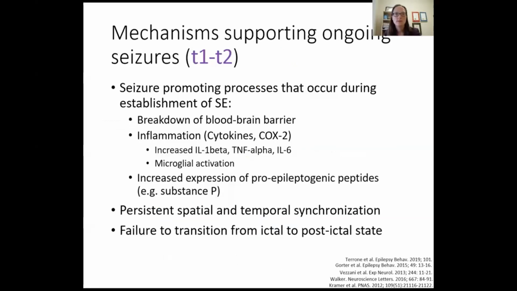During the time between 5 minutes and 30 minutes, or T1 and T2, we also have mechanisms that support ongoing seizures. These include breakdown of the blood-brain barrier that allows albumin to leak into the spaces where it is not usually contained. There's inflammation, including cytokine and COX-2 or prostaglandin pathways. You have increased interleukins, specifically interleukin-1, interleukin-6, and TNF-alpha, as well as microglial activation. There can be increased expression of pro-epileptogenic peptides. And overall, there's persistent spatial and temporal synchronization from the point of view of the EEG and electrical activity.